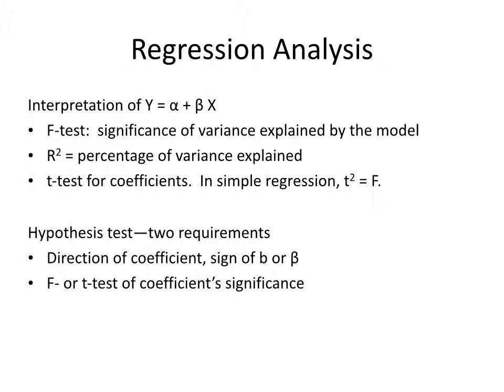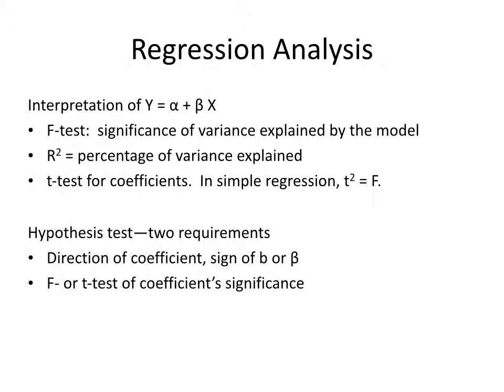So the steps in interpreting a regression analysis are to look at the model, y equals alpha plus beta x, then look at the f-test. Remember that the f-test is an indicator of the significance of the variance explained by the model. So if the f is not statistically significant, that is, if the observed f is not greater than the critical value from a table, then the model is not explaining enough variance to be considered interpretable. So an insignificant f-test is the end of the interpretation.